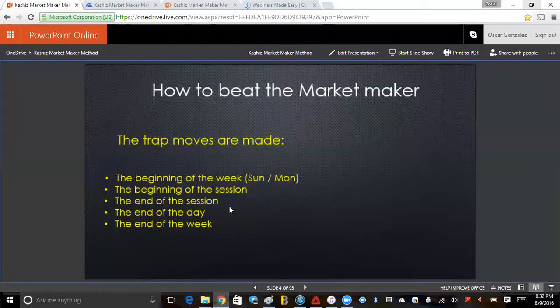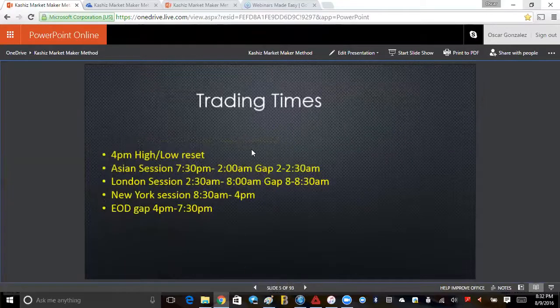The beginning of the session. Okay, and then trading times. We'll talk about the trap moves in the beginning of the session. You can write these down if you want to. These are the trading times. These are the true trading times.